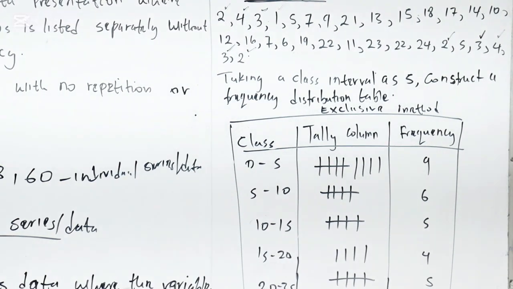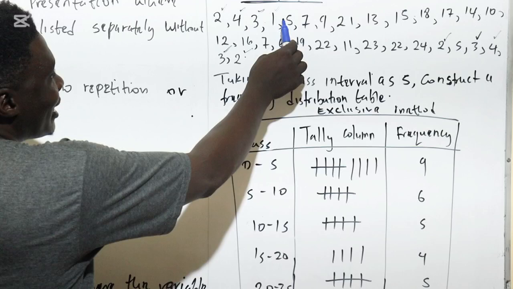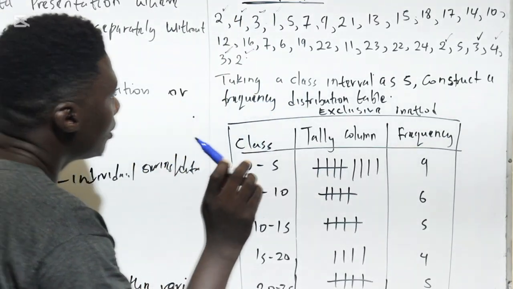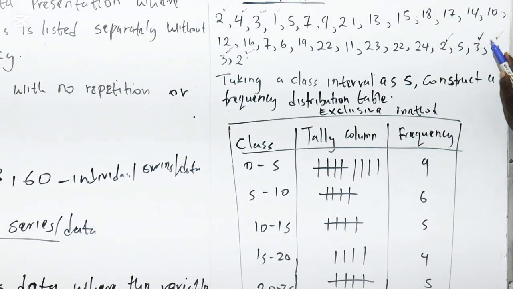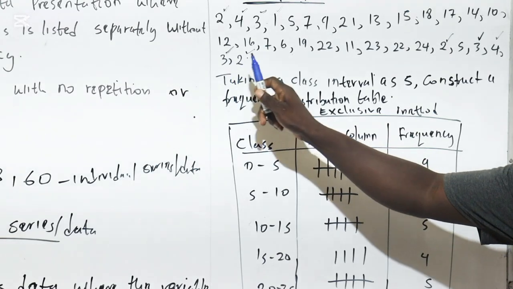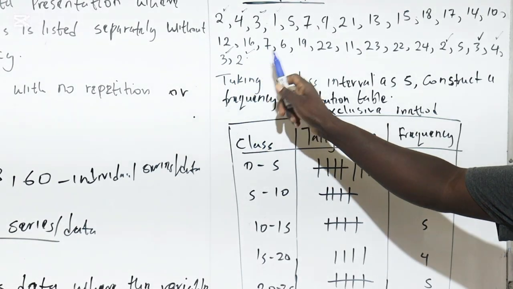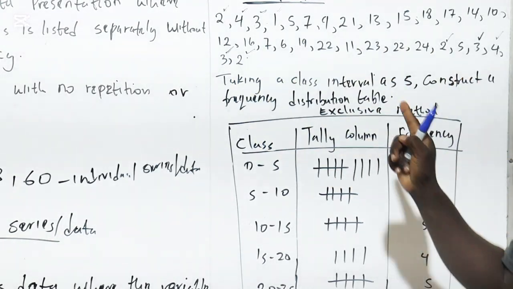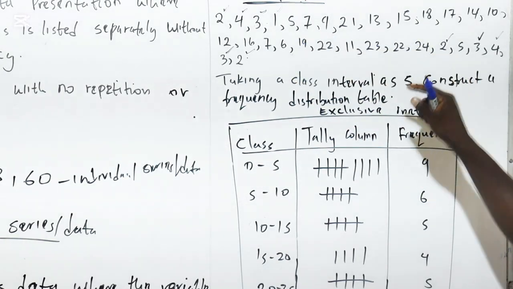Now let's count them. How many values do we have? We have 1, that's 1, 2, 3, 4, 5, 6, 7, 8, and 9. So we only counted 1 to 4. We didn't touch 5. So there are how many values?